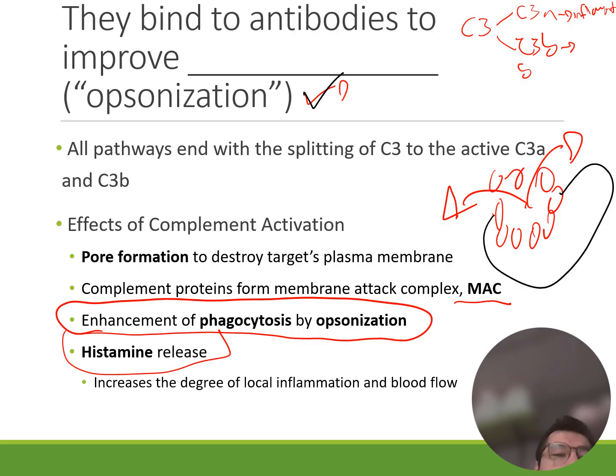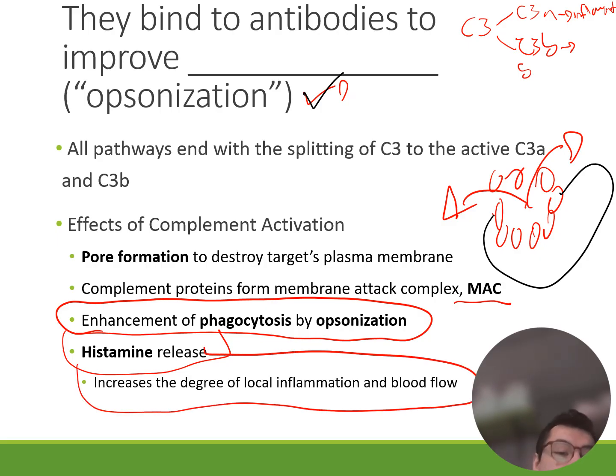C3a is enhancing histamine release. So C3a goes onto basophils and mast cells so that histamine is released. And there is histamine release. Remember that we have more inflammation, we have more blood flow, we have heat, and our defenses are working better.